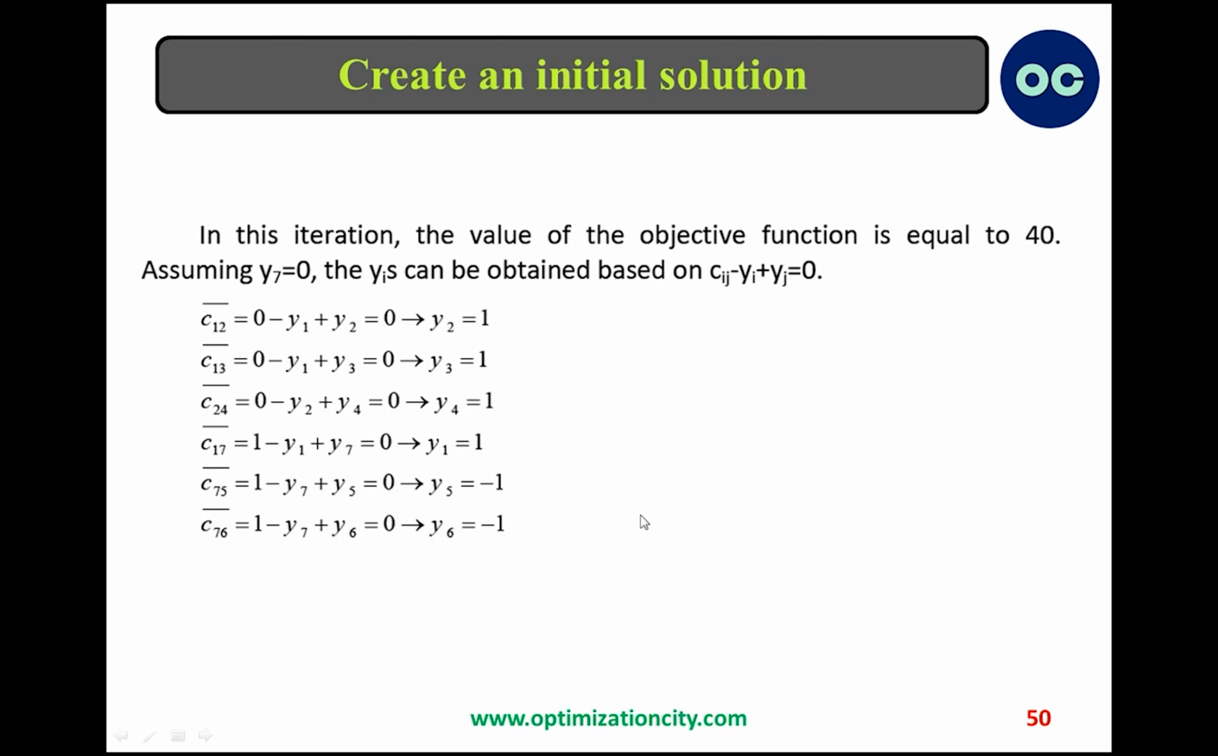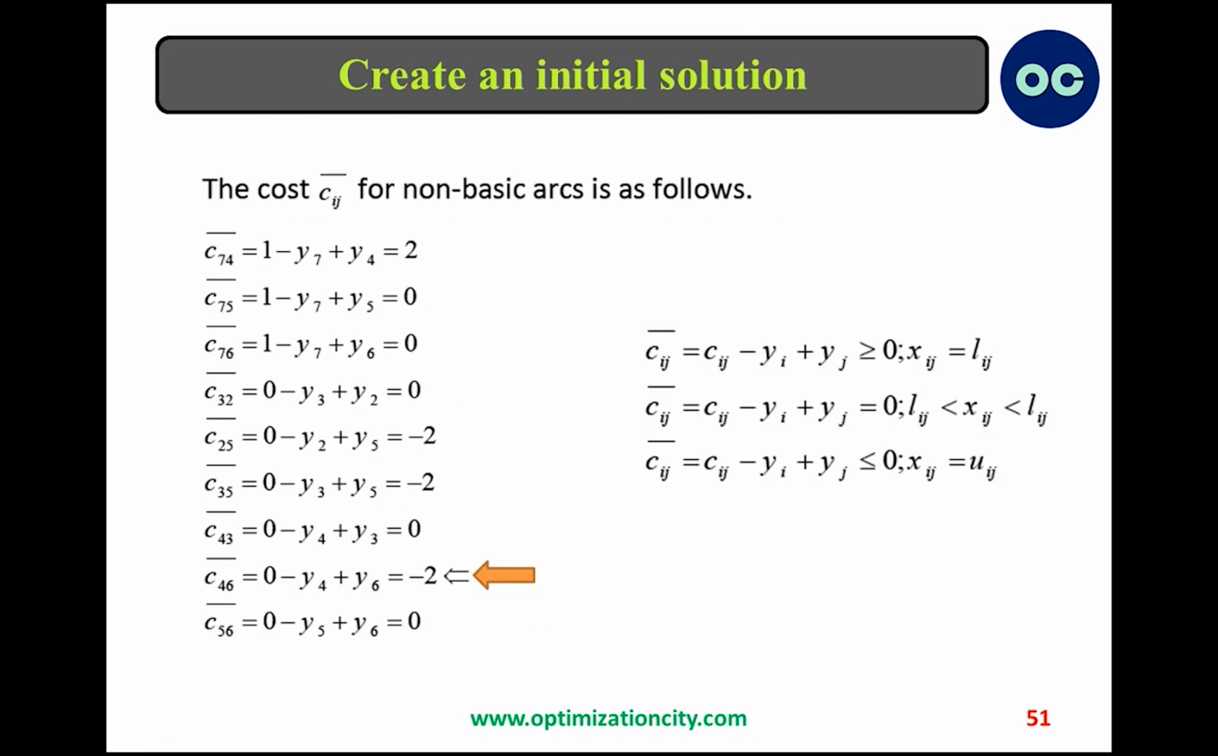Assuming again that y7 is equal to 0, we can calculate the yi coefficient using this equation. And this is the yi value for all nodes. Then we can calculate the Cij bar for all non-basic arcs, and you can see that arc 4, 6 is at the lower bound and does not meet the optimality condition. So it becomes a part of the base.